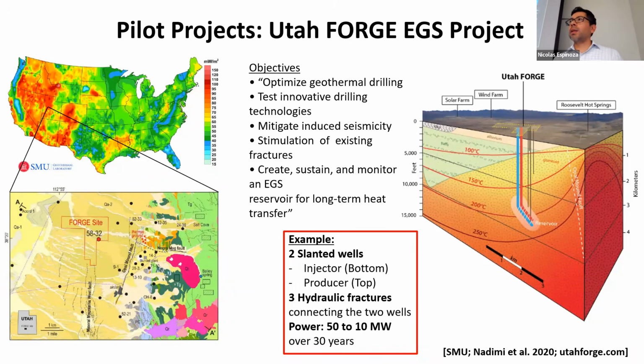We need to understand how this is produced and how we can avoid those, or how we can manage them to deploy this technology safely. Because I do believe that this can be done. But this is something new, and we have to study how to do it. And I'm pretty sure that we can do it. This is an example of the Utah FORGE EGS project, where they are actually doing that, and facing all of these problems and trying to solve them.